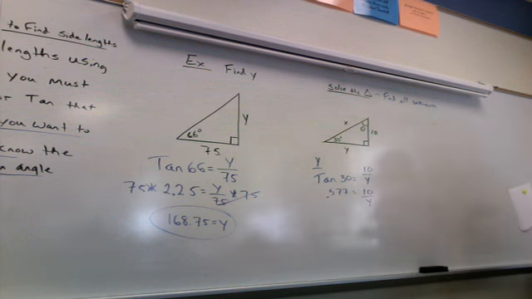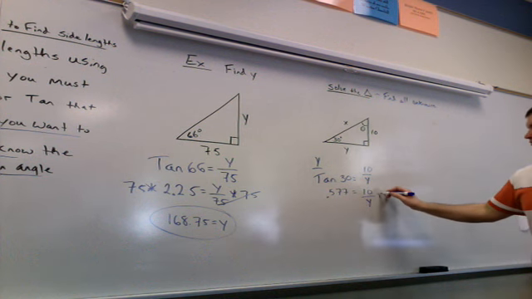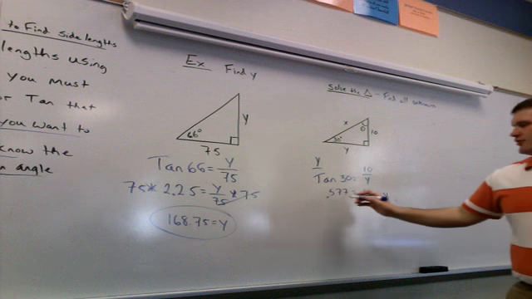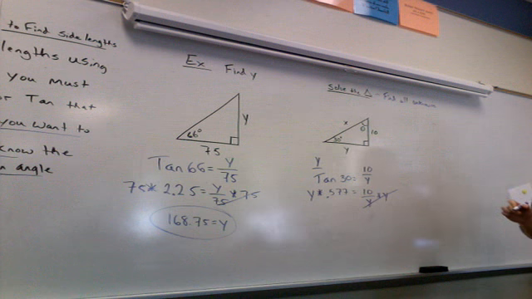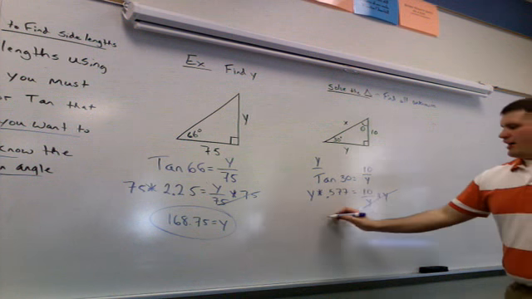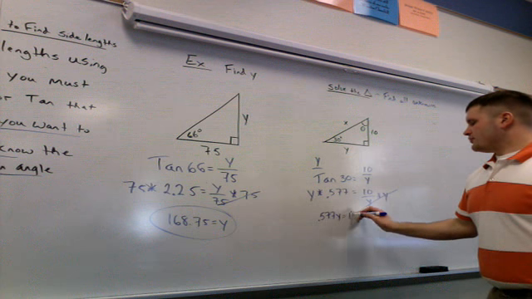Now this is a fun problem to solve because my variable's on the bottom. How do I solve when the variable is on the bottom? We get the variable off the bottom first, so we multiply by y. Whenever our variable's on the bottom, you multiply by it first, so then they cancel out. Now I have 0.577 y equals 10.